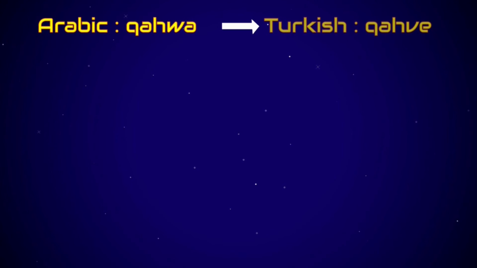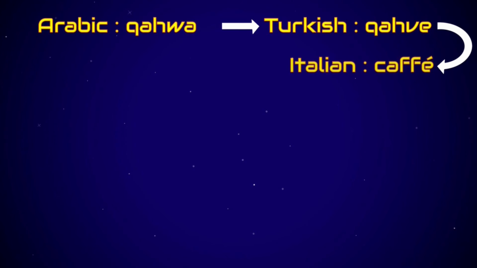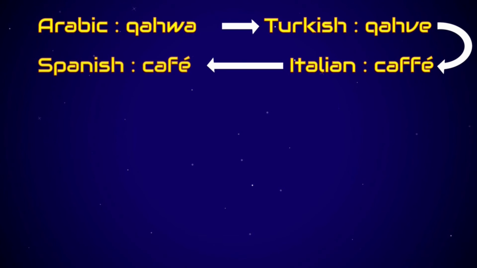The second step linguists generally agree on is the Turkish one. It changed the original pronunciation and opened the way for Italians to say café, with the still in use F sound. On to Spanish now.